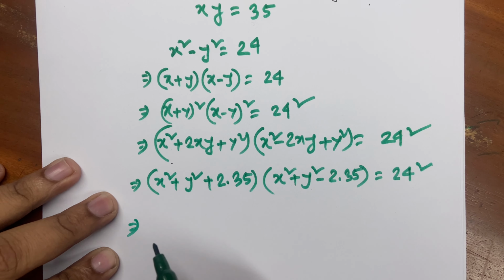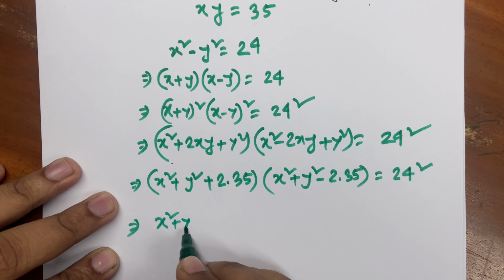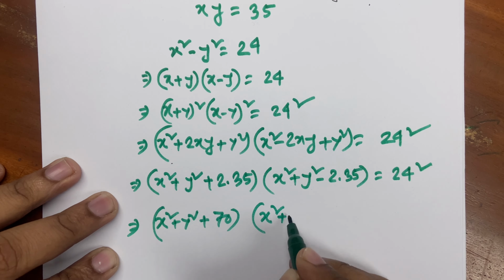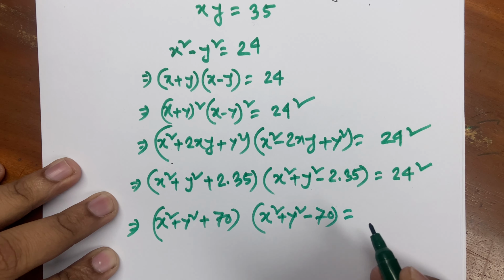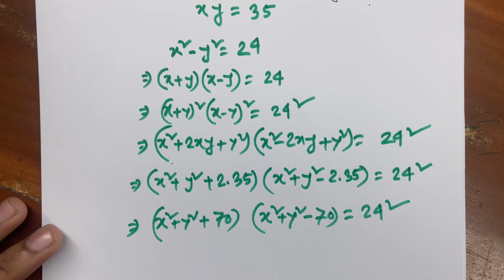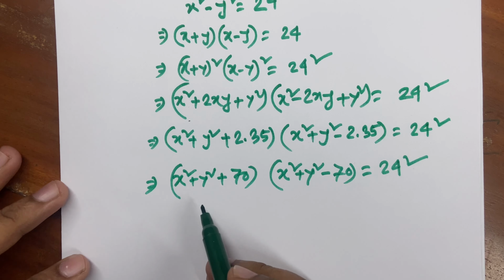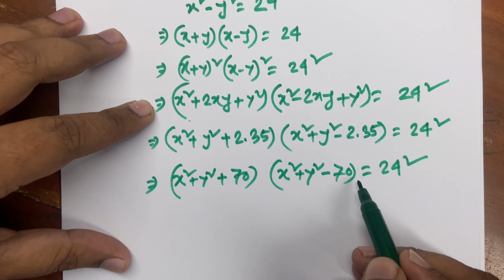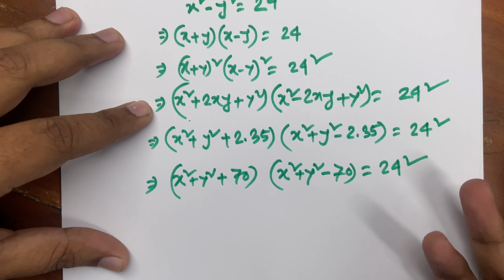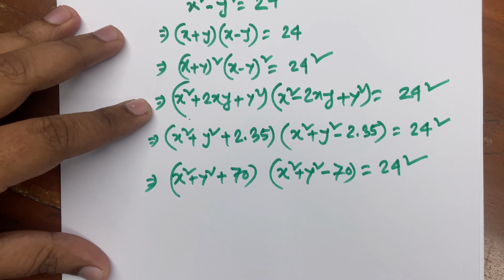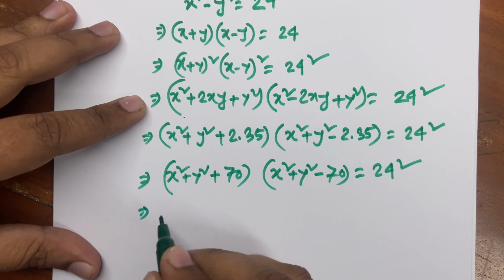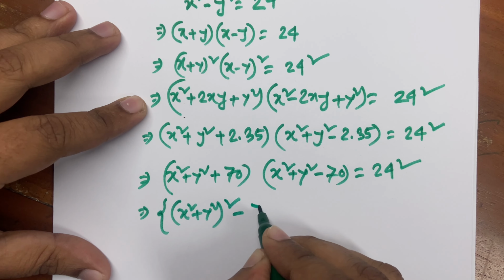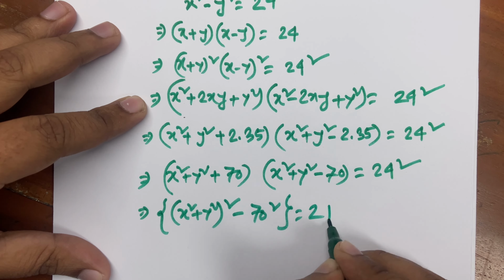Now I can say easily (x square plus y square plus 70)(x square plus y square minus 70) equal to 24 square. Now if you think x square plus y square is equal to a and 70 is equal to b, this time you can say easily (a plus b)(a minus b). So we know that a square minus b square equal to (a plus b)(a minus b). So now I can say easily (x square plus y square) whole square minus 70 square equal to 24 square.